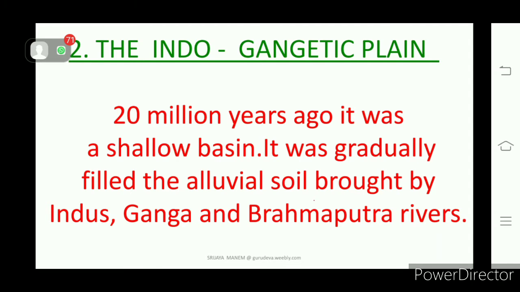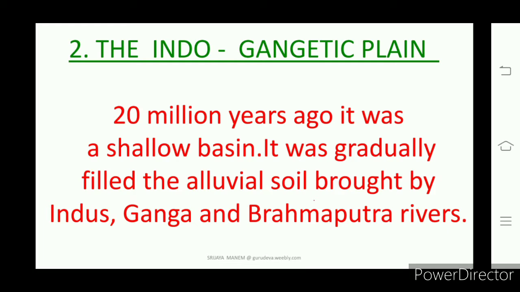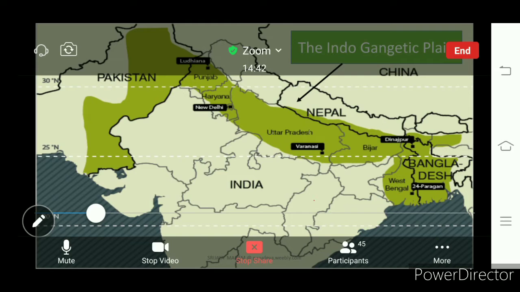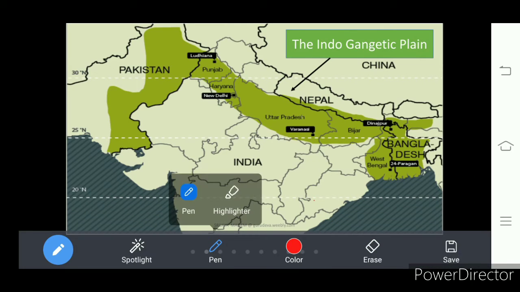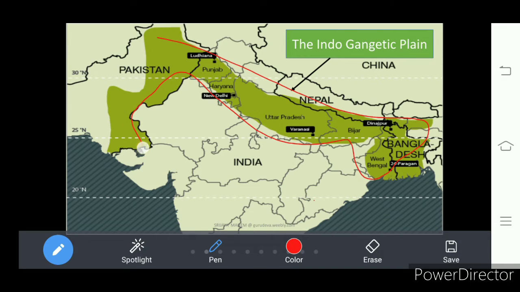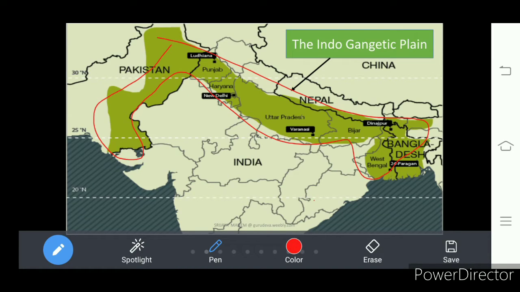When the Himalayan mountains were formed, some 20 million years ago, there was a shallow basin at the foot of the Himalayas. What's that? A shallow basin at the foot of the Himalayas. Understand? This is the area I am drawing in thick green color. So this was a very large shallow basin.